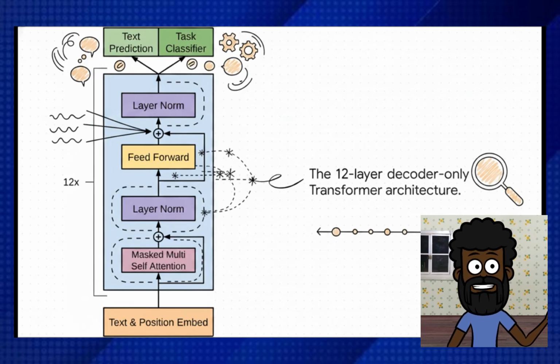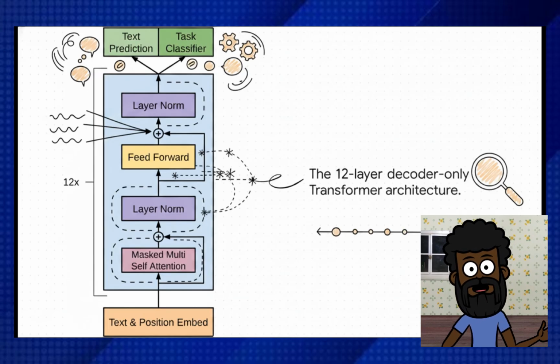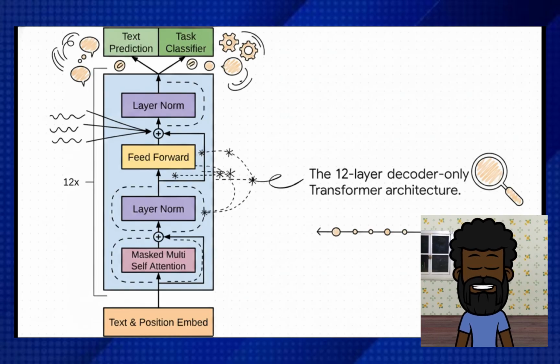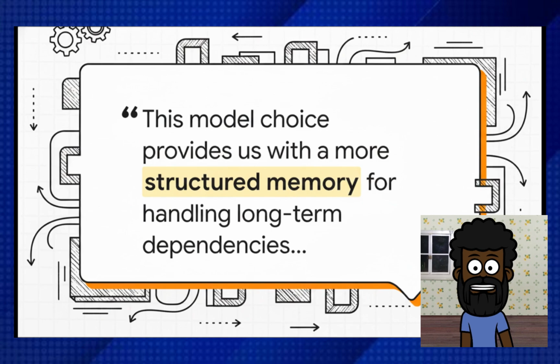This architecture stacks masked, multi-self-attention layers. What that actually means is it allows the model to look at a whole sequence of words and mathematically weigh the importance of every single word against every other word in that sequence, rather than processing them strictly one by one. The researchers actually hit the nail on the head in the paper.